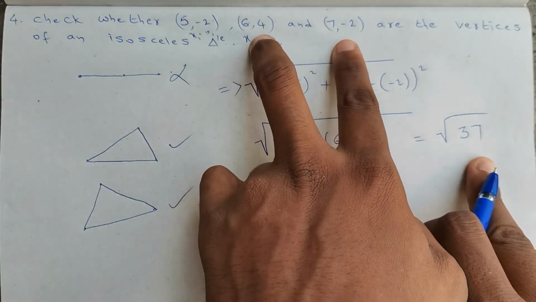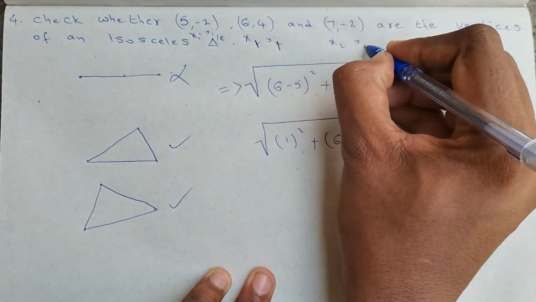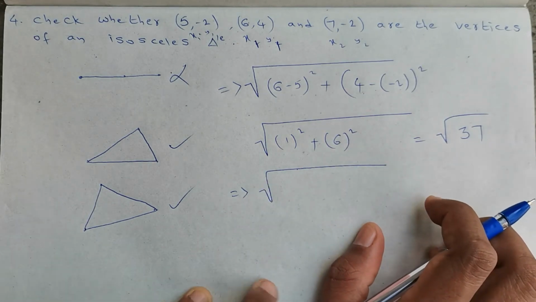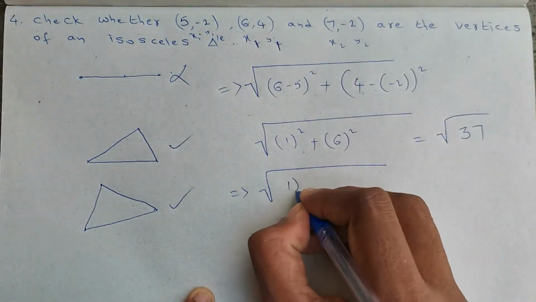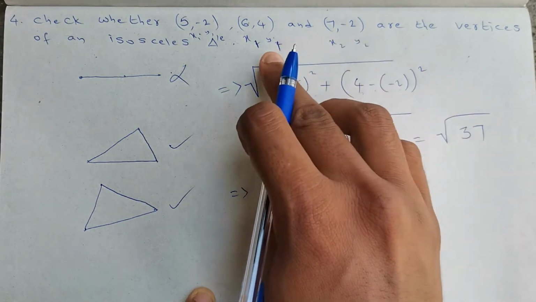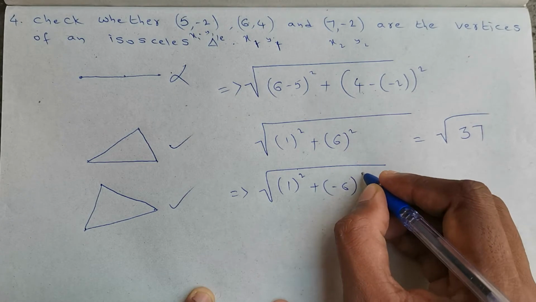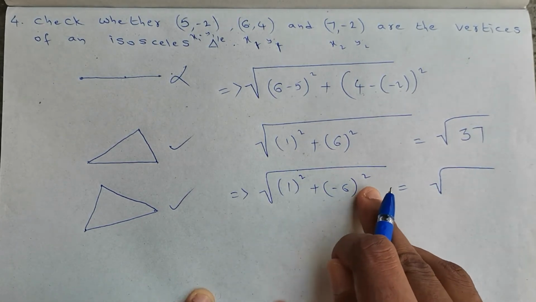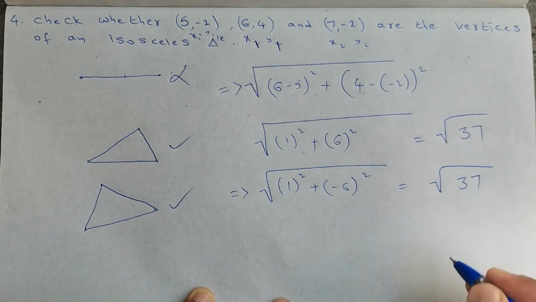Now I will find the distance between these 2 points. This one I will make it as x1 y1 and this I will make it as x2 y2. So under root (x2 minus x1), here 7 minus 6, 1 square, plus (y2 minus y1), here y2 is minus 2, here y1 is 4, minus 2 minus 4, minus 6 whole square, which equals under root 1 square is 1 plus 6 square is 36, 1 plus 36, 37.